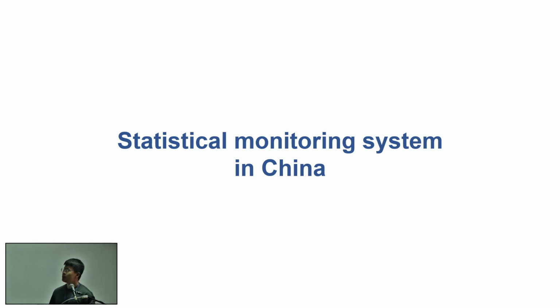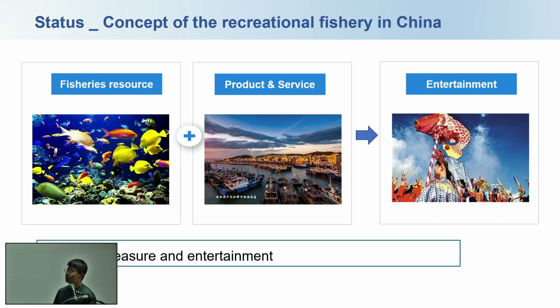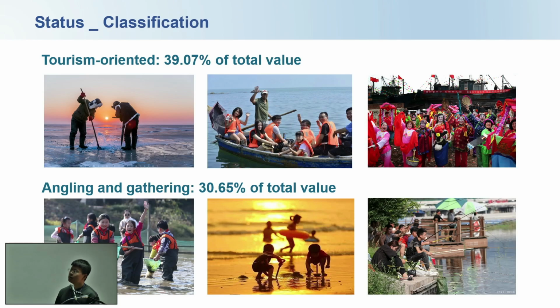Before that, I want to introduce the concept of China's recreational fisheries because it is quite different from that in other countries. In China, recreational fisheries refers to every activity related to fishing that provides people with entertainment and leisure. All these activities fall within the scope of recreational fisheries. Here we can see China's recreational fisheries can be divided into four types.